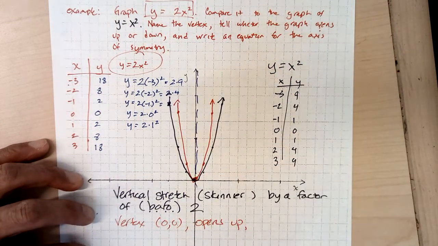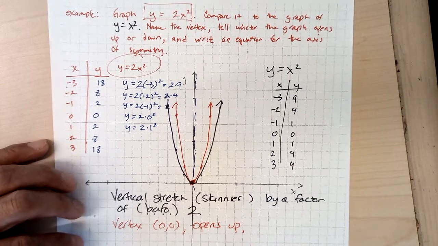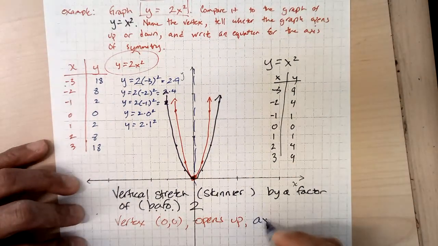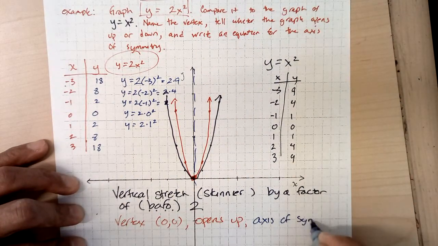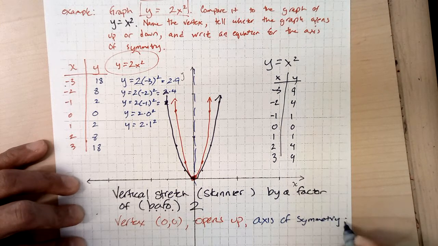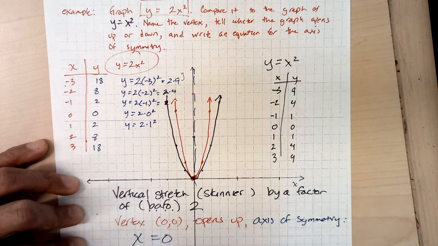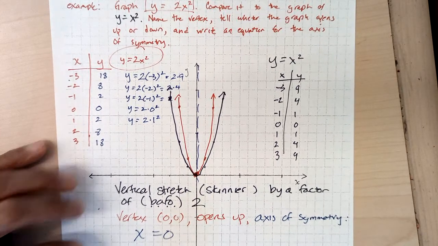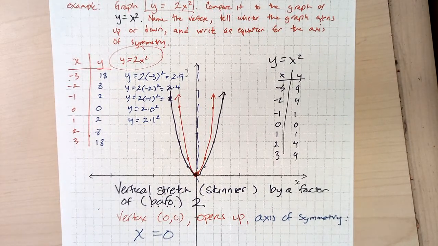It's the y-axis, but the actual equation for the axis of symmetry, or again, it could also be referred to as the line of symmetry, is x equals 0. So x equals 0 is actually the y-axis. Again, the axis of symmetry really should always contain the vertex, but that's a graph of y is equal to 2x squared.